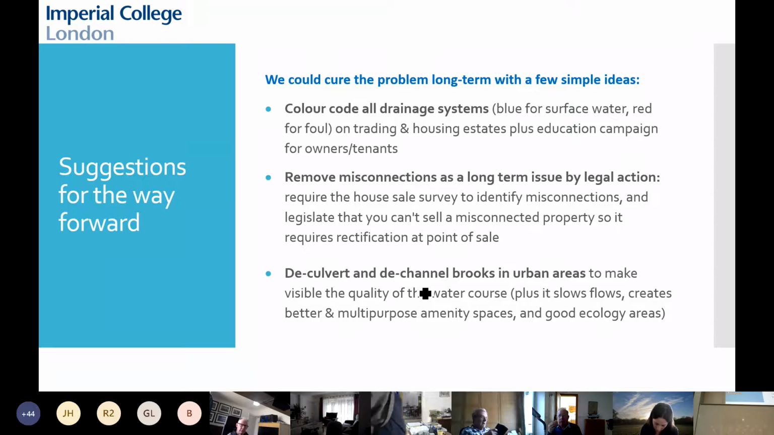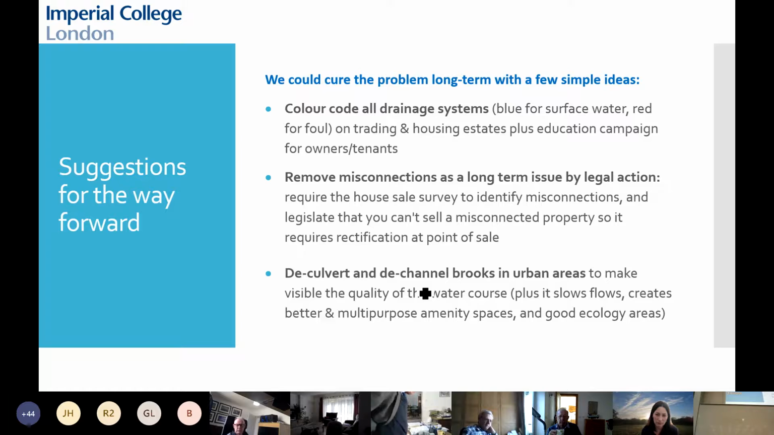Now, long-term issue, remove misconnections by legal action by the simple expedient of making it a matter of law that in order to sell your house, it had to have no misconnections. So the property survey would then identify whether there are any misconnections. It would mean the surveyors would have to know what was going on, but come on, it's a once in every sale time and it will work. And so it requires rectification then at the point of sale. It will cure the problem long term.